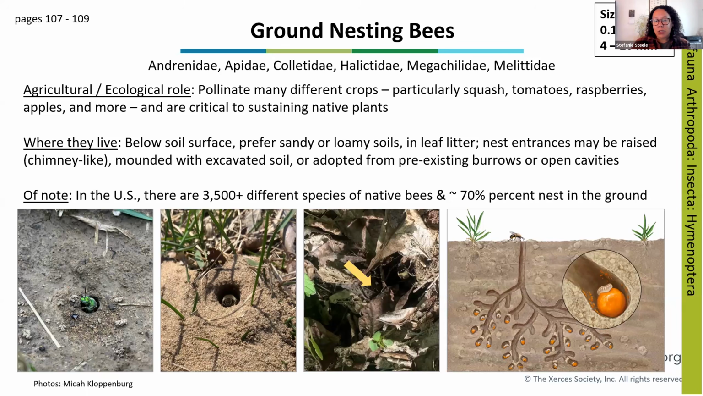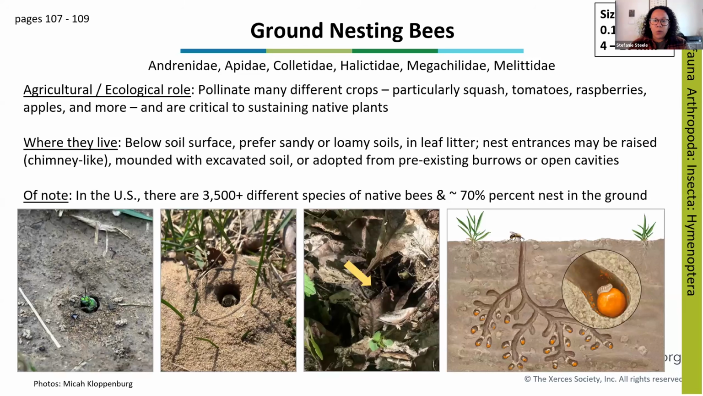Nests can be shallow in the soil, maybe just a few centimeters deep, or maybe up to a meter or more. We see a diagram of what potentially a ground nesting bee nest could look like, with a main channel down and then accessory tunnels off of that, with individual cells provisioned with pollen, where then an individual egg is laid for that bee.